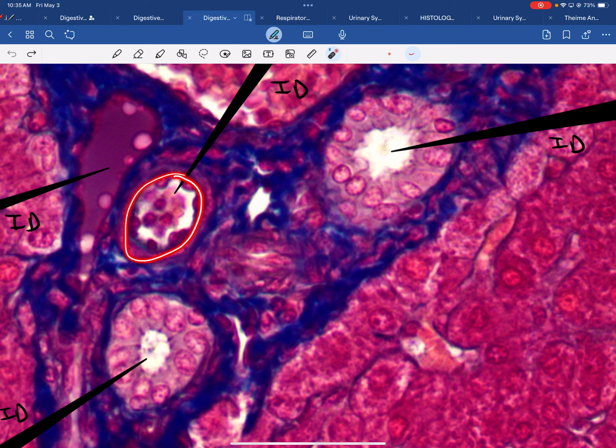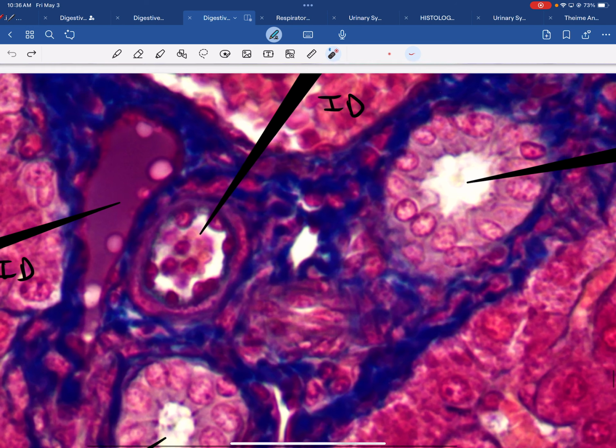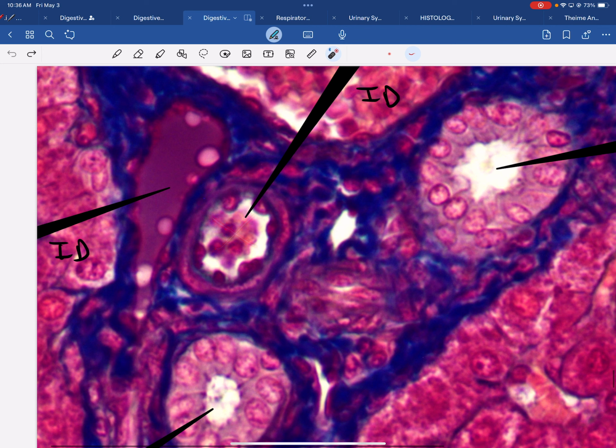Which tube is this? Good, branch of the hepatic artery. Good. How do you know? This tube has simple squamous epithelium, and so does this one. Okay, the lumen is smaller. The lumen isn't as collapsed as this one. So this one is more like a circle, and this one is more like an oval.